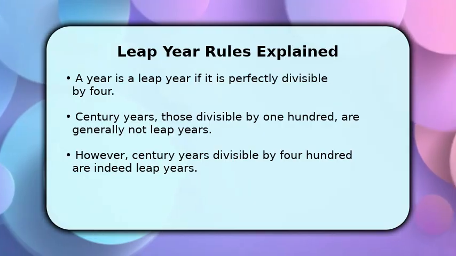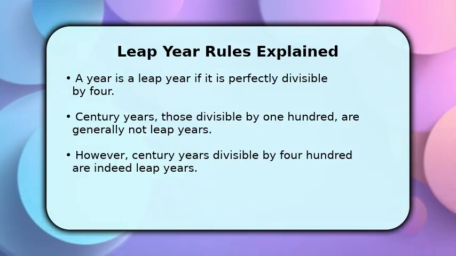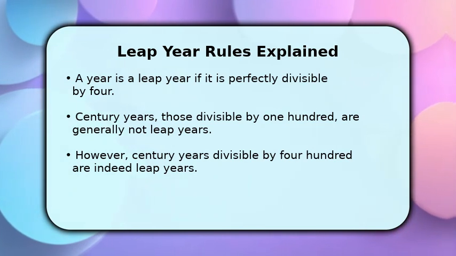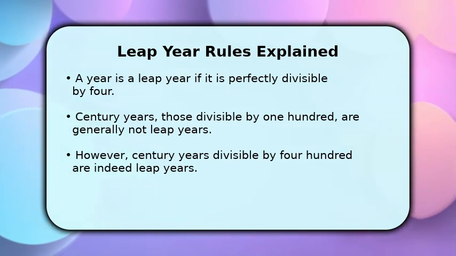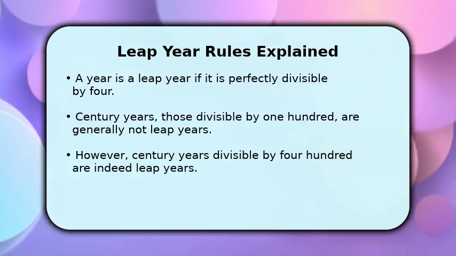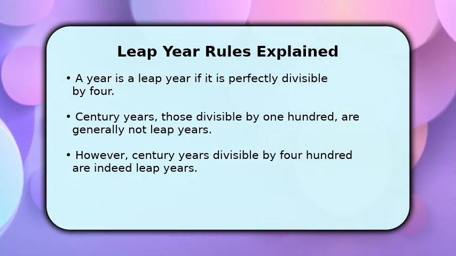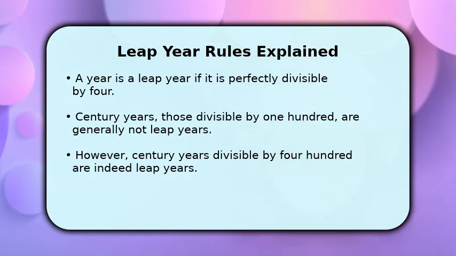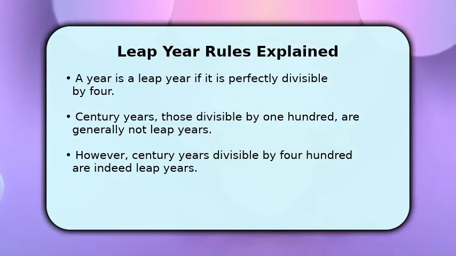To determine a leap year, we follow specific rules. First, a year must be divisible by 4. For example, 2004 was a leap year. However, there's an exception for century years. Years like 1900, divisible by 100, are not leap years. But if a century year is also divisible by 400, like 2000, it is a leap year.